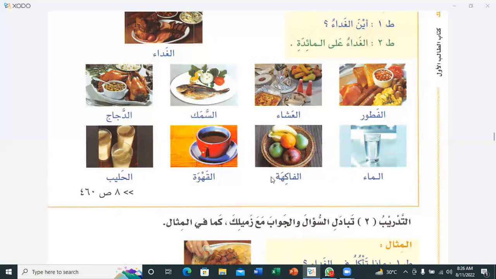Good, mashallah. The sixth word is al-fakihatu. That means fruits. So, the question is, what is your favorite fruit? For Sabina. Sabina, translate it. What is your favorite fruit? What is maza? Fakihatu. Favorite is al-mufaddilatu.